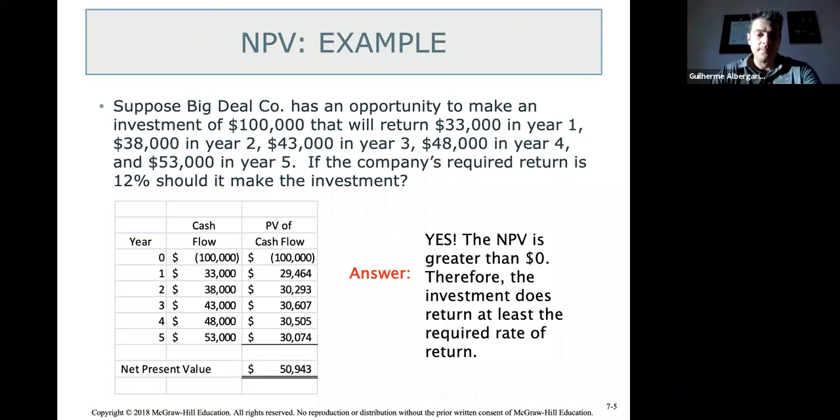You have a positive $50,000. So should the business take that project? Absolutely yes, because NPV is greater than 0. Therefore, the investment does return at least the required rate of return. Okay, so they should do it.